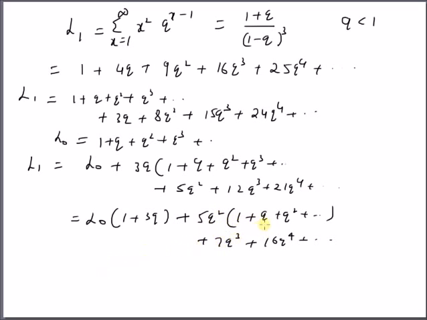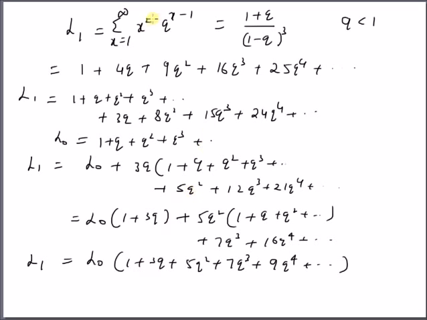So we can clearly see that this can be rewritten as L1 is equal to L0 multiplied by 1 plus 3q plus 5q square plus 7q cube plus 9q power 4 and so on. The coefficients of this infinite series are nothing but the odd natural numbers, and the coefficients of the other infinite series are just 1. So we decomposed the original series L1 as the product of two infinite series, that is L0 and this series with odd natural numbers as coefficients.